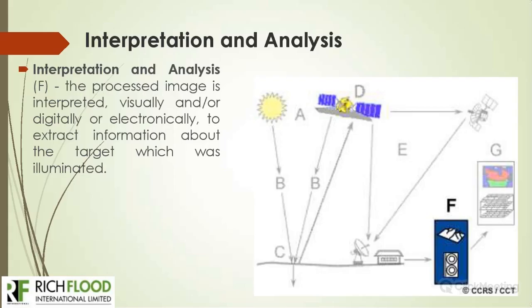And another component that is very vital in a remote sensing system is the interpretation and analysis of the information that has been received at our base station from the sensors that have been placed in the orbit of the Earth. So the processed image is interpreted visually and digitally or electronically to extract information about the target which was illuminated.